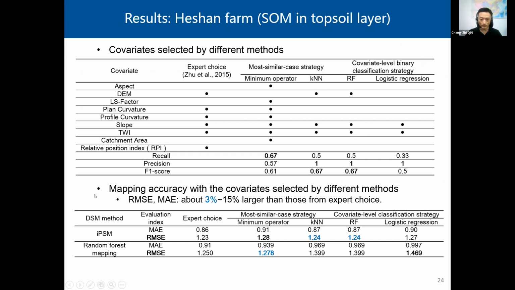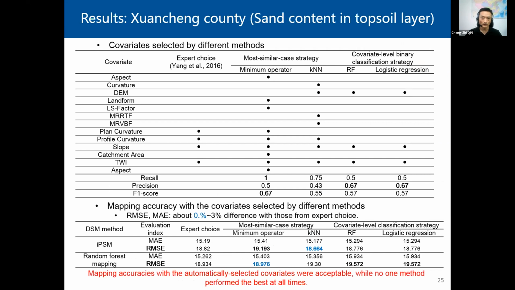I'll quickly introduce the results. You can see in the first Hershan farm study area, the mapping accuracy with the covariates selected by the different methods generally performed well. The result is close to that from the experts' choice. And for the larger Xuancheng County, the mapping accuracy was much better, even very close, with a 0 to 3% difference from the expert choice. So basically, the mapping accuracy with automatically selected covariates was acceptable for both study areas, while no single method performed the best at all times.